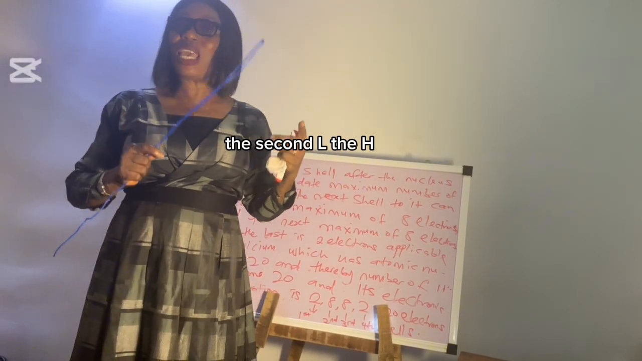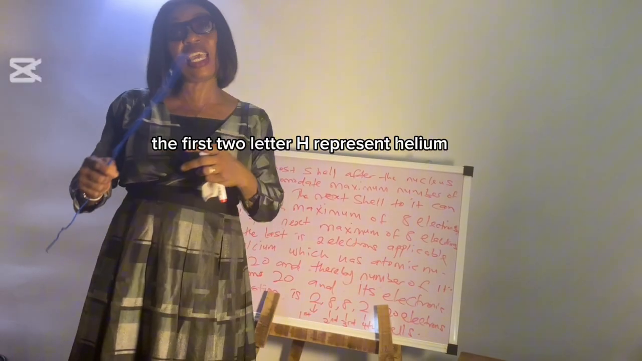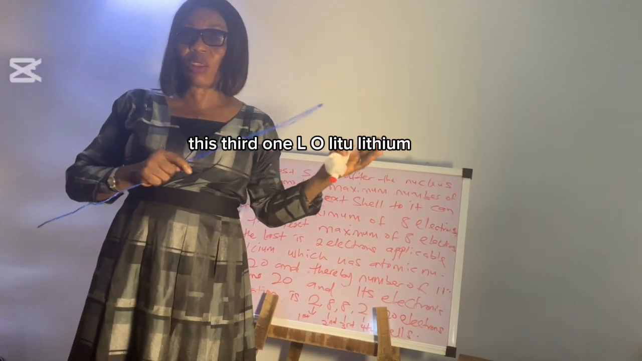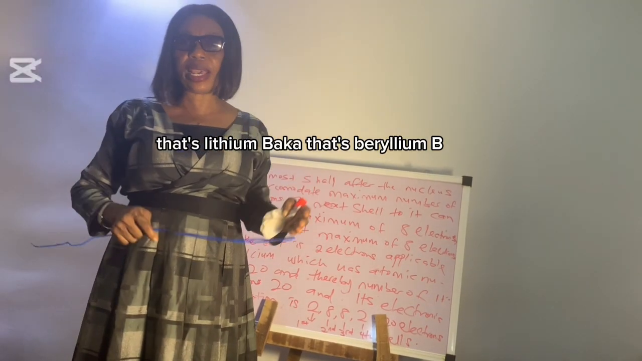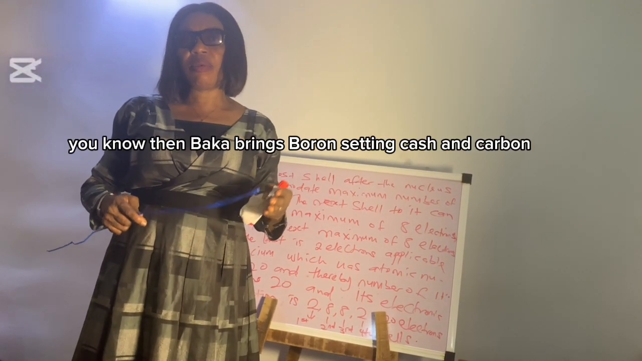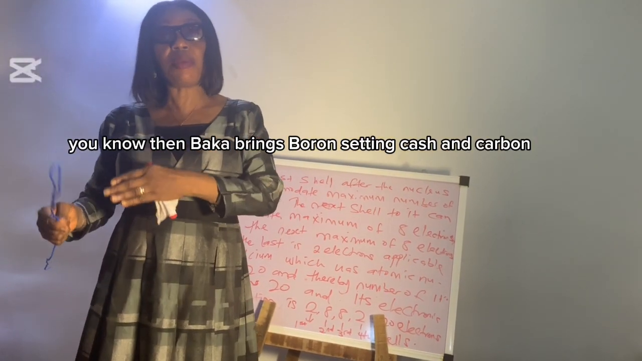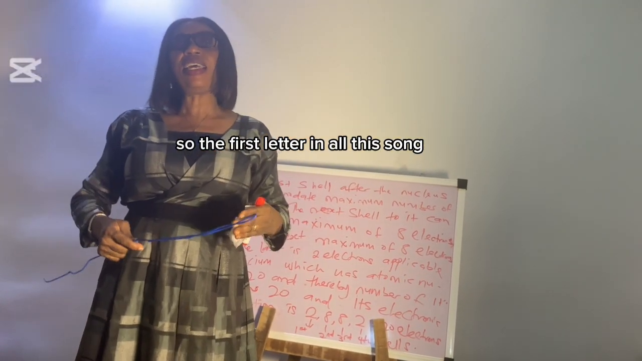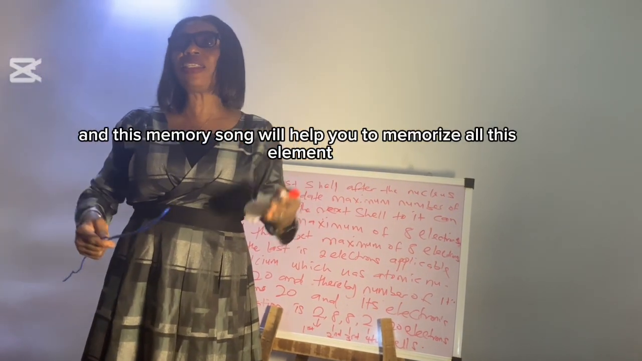The second one, H, the first two letters, represents helium. The third one is lithium. Baker, that's beryllium, Be. Then Baker brings boron, certain, carbon. So the first letter in all of this song, this memory song, will help you to memorize all these elements.